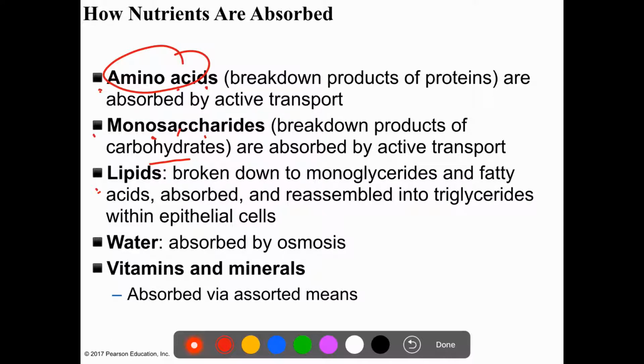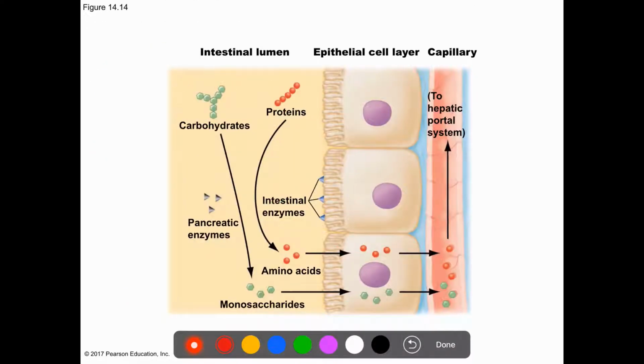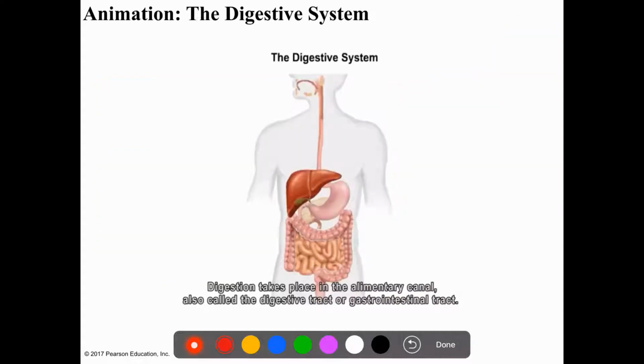Then of course we have the water, we have vitamins, minerals, all of them would be absorbed through different ways. Water would be absorbed by osmosis, vitamins and minerals would be absorbed through facilitated diffusion. They need their certain carriers to absorb them.